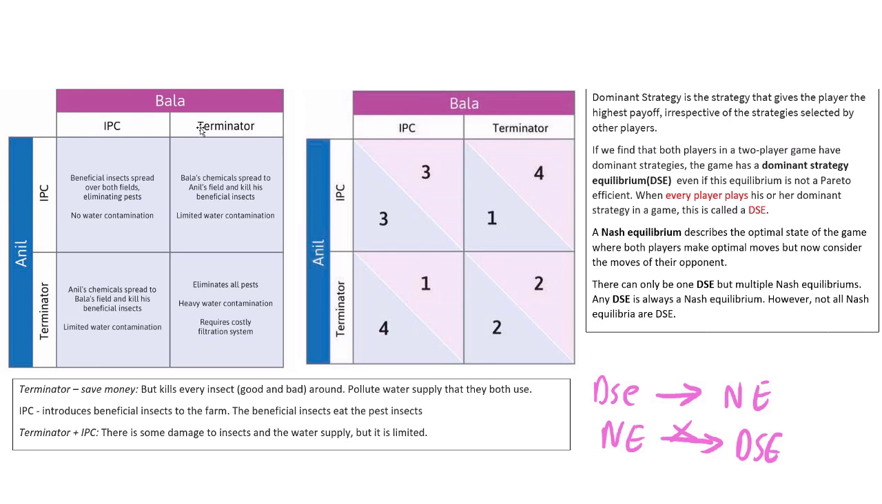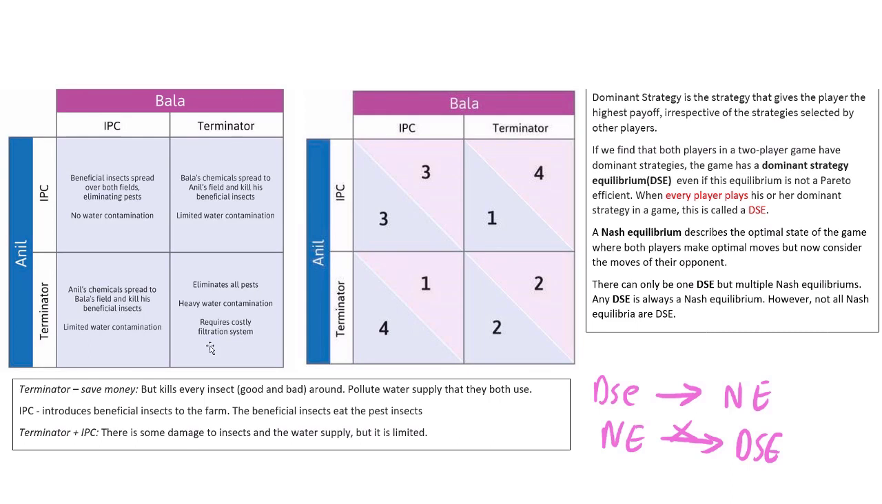So for Bala, if Bala uses Terminator and Anil chooses to use IPC, Bala's chemical will spread to Anil's field and kill the beneficial insects for Anil too. If it kills the beneficial insects for Anil, then it's bad for Anil. And there's limited water contamination, so Anil is also affected. Then Anil needs to install a water filter for drinking, bathing, washing, and so on. Similarly, if Anil uses Terminator and Bala uses IPC, this scenario will be the same as this one, okay?